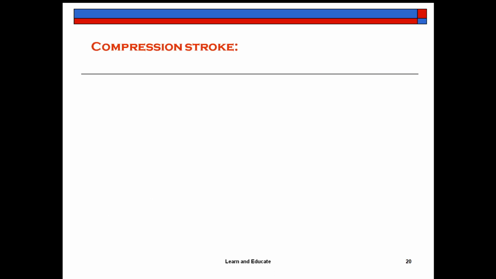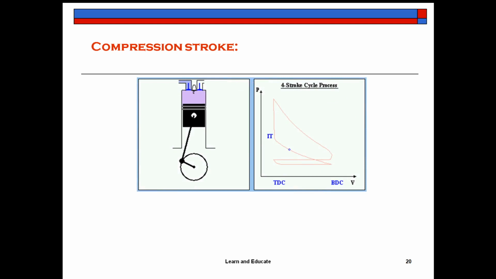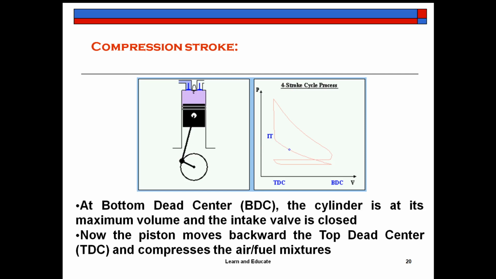Second one is compression stroke. So the piston again moves from bottom dead center to top dead center. It is shown here, this line. This is the compression stroke. The piston again makes a move. Both the valves remain closed, inlet as well as exhaust valves. The piston moves from bottom to top dead center and compresses the air fuel mixture which was taken in during the previous stroke, intake stroke, and the pressure and temperature of the air fuel mixture reaches its maximum.